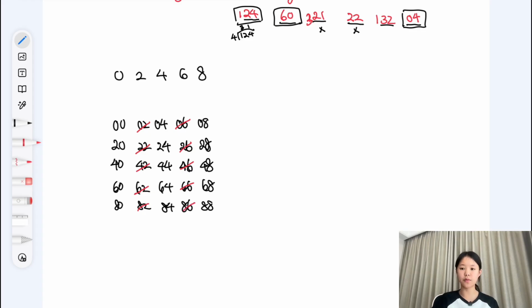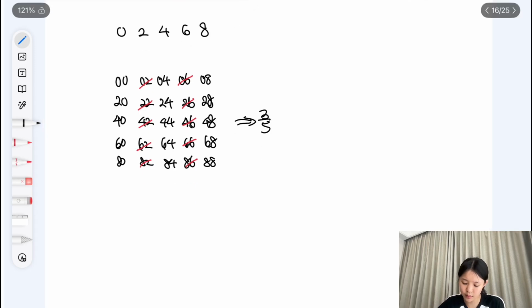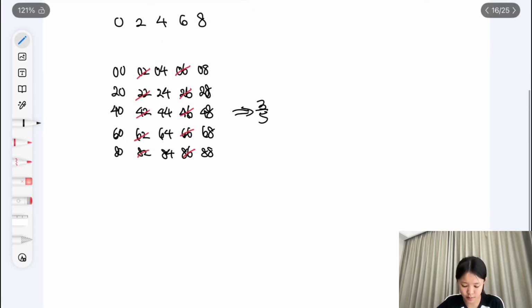And if you do this fairly quickly, you'll realize that in each row, there's only 3 combinations that are divisible by 4. So that comes down to only 3 out of 5 can. And then some people might go ahead and keep finding how many combinations of the first 2 digits exist.